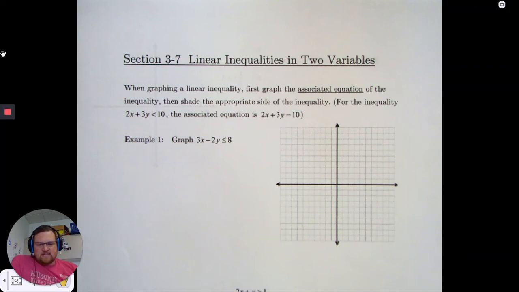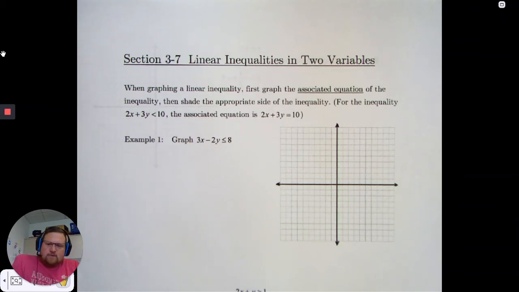Hello and welcome to section 3.7, Inequalities in Two Variables. So today we're going to be looking at graphing inequalities, not like a number line like you've done in the past, but when talking about a linear equation. So this is where we have two variables involved, right?